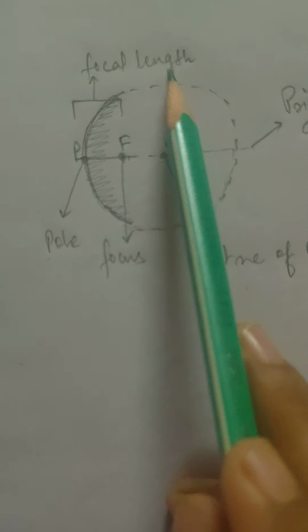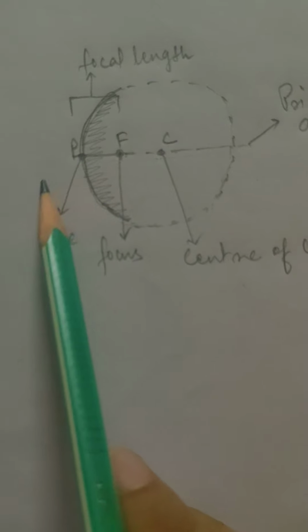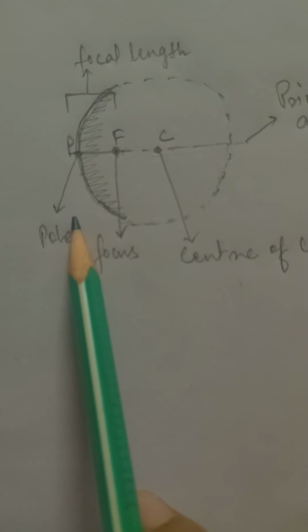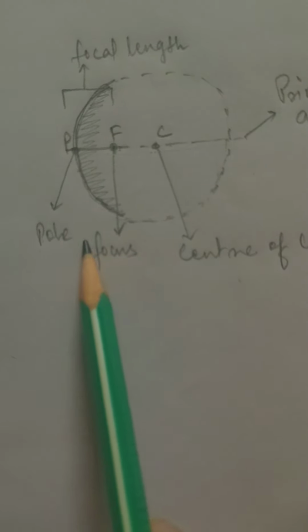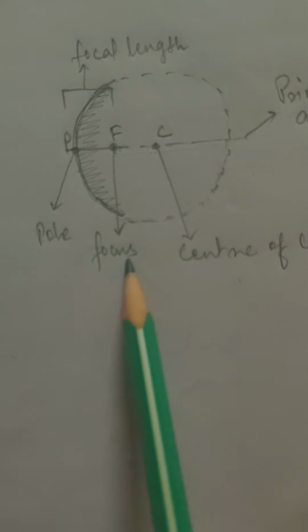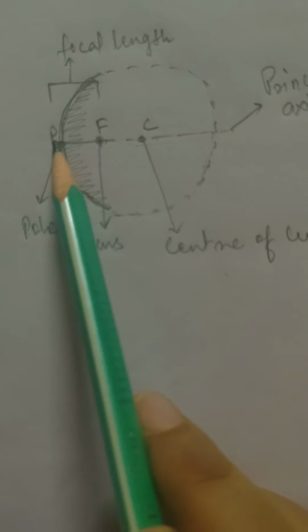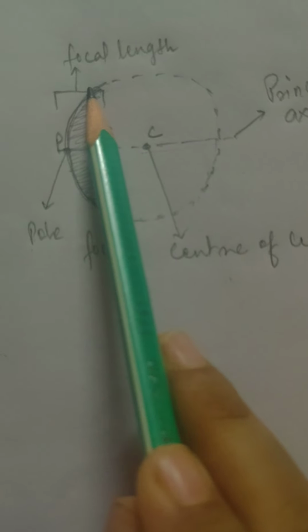Now coming to the focal length. The distance between the principal focus, which you can also call the focus, and the pole is known as the focal length. The distance from here to here is the focal length.